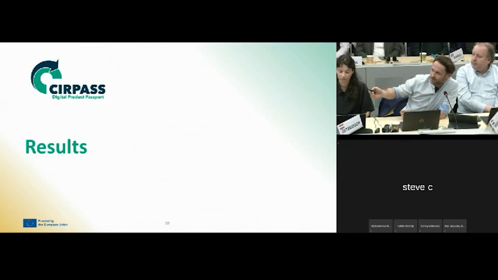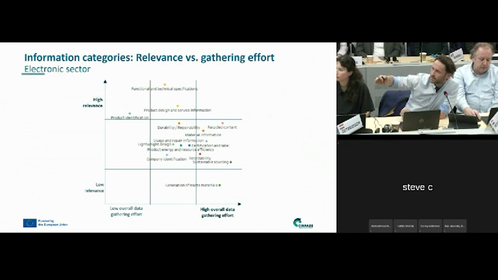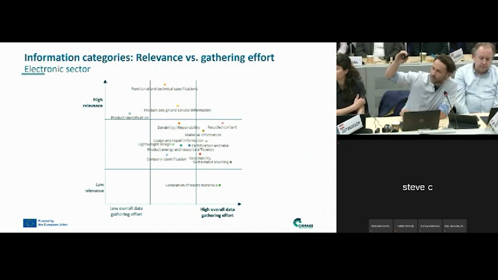So let's look into the results. It is quite complex. You need to dive a bit in. You see here on the y-axis is the relevance. At the top, you have a very high relevance of information. And here we categorize information categories first. And on the x-axis, you have the data gathering effort. So on the very right, you have a very high data gathering effort.